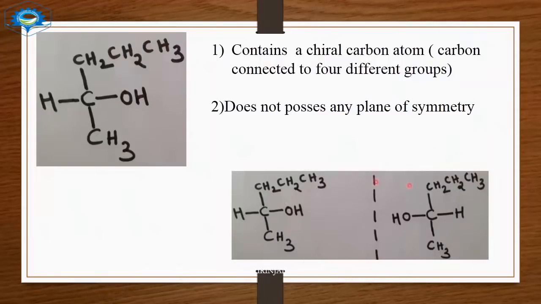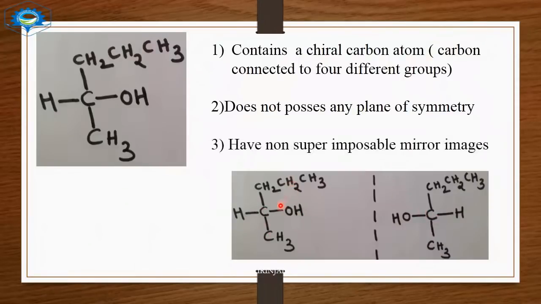Then check for the superimposable condition. This is our molecule, 2-pentanol, and how will we write down its mirror image? The left-sided hydrogen becomes right side, and the OH on the right side is converted to left. This is its mirror image. When we overlap this mirror image with our original molecule, it won't be the same. So the third condition is also satisfied. It has a non-superimposable mirror image.